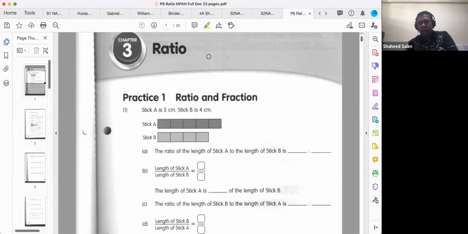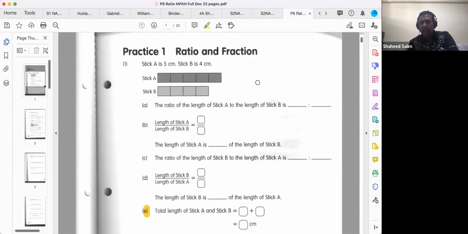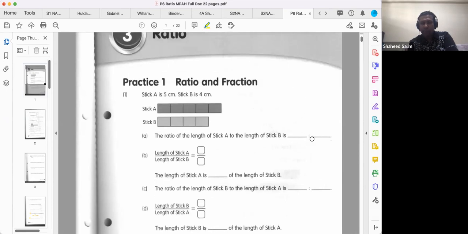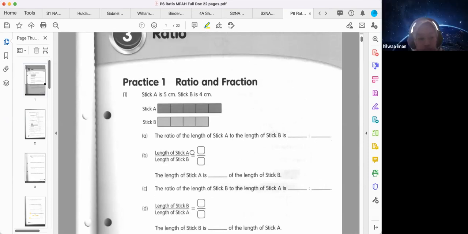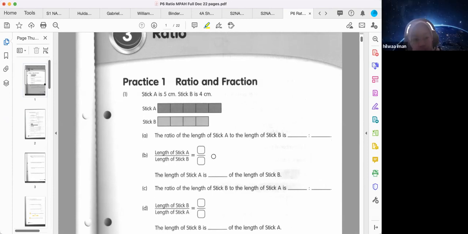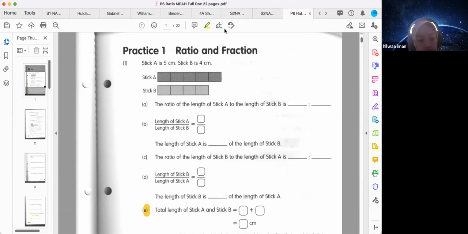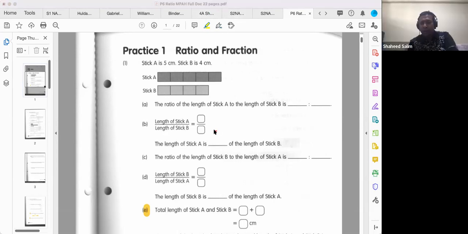Ratio. You were not there last week, so we did ratio. Can you just tell me what the answers are for the first two? The ratio of the length of stick A to the length of stick B is 5:4. So the length of stick A over the length of stick B is 5/4. The length of stick A is how many times the length of stick B? You write the fraction, 5/4.